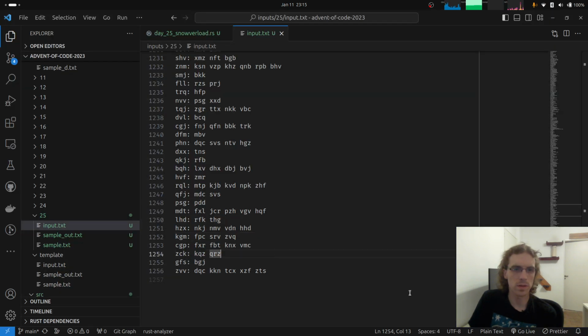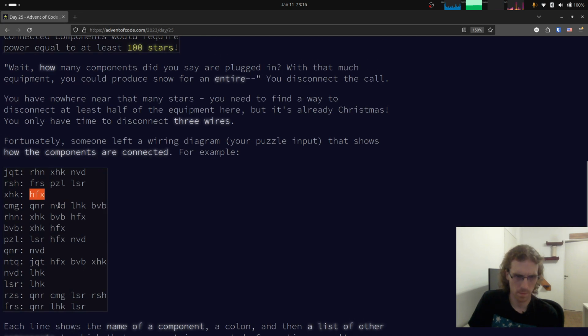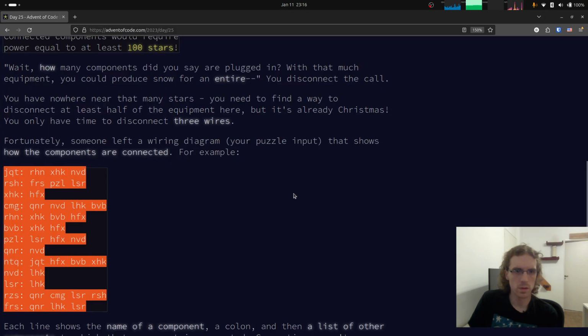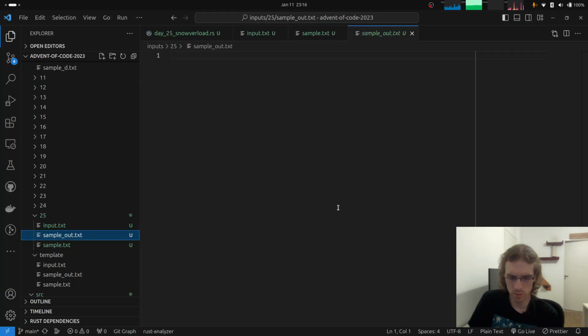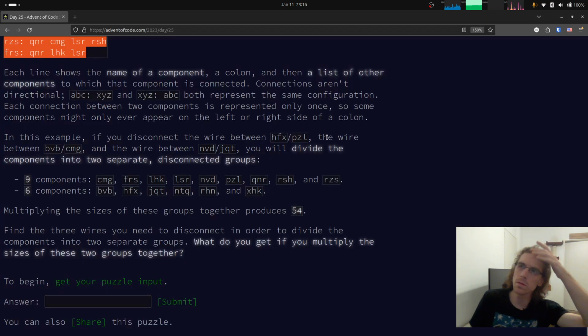Yeah, about brute forcing. I don't think that will probably work for the actual input. So let's copy also the sample. And the output that we expect is 54. Yeah, 54.